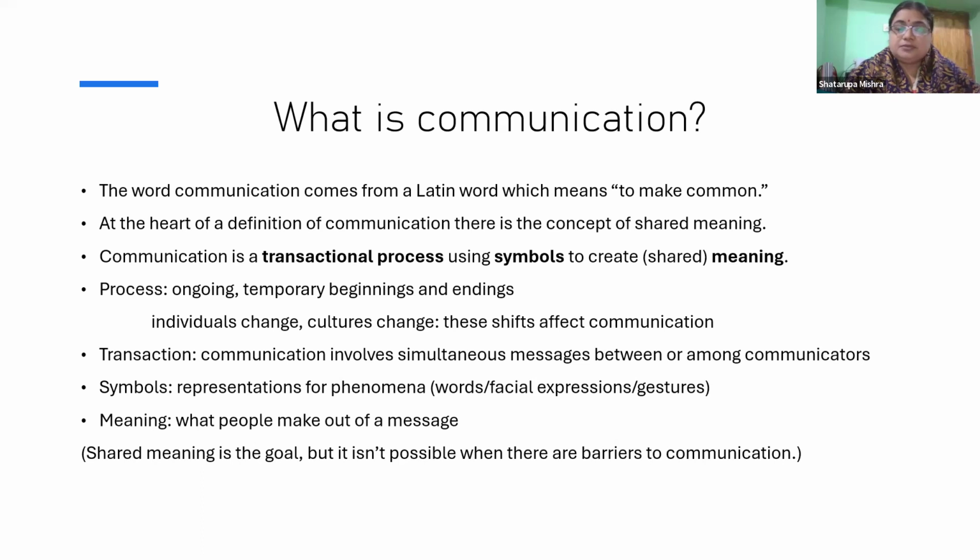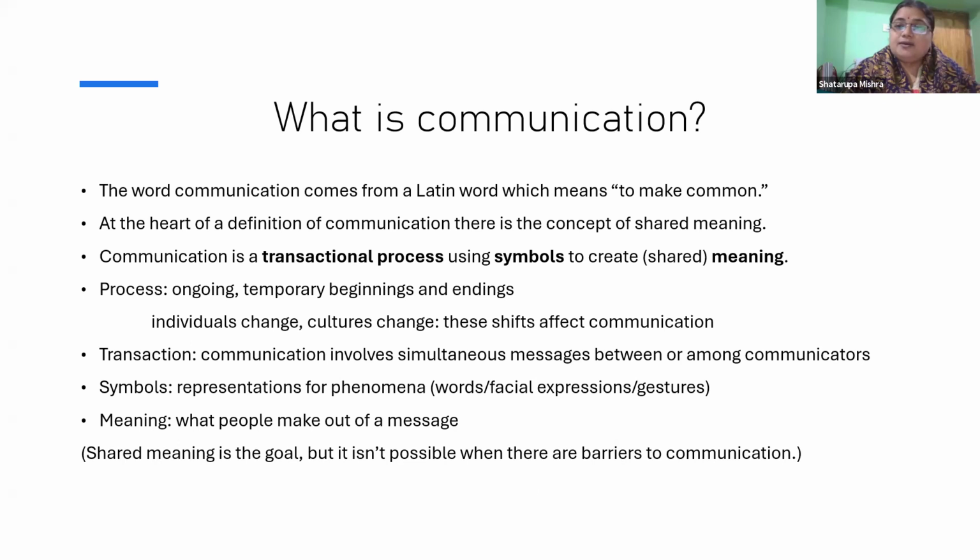Then we come to the word symbols. Symbols are like codes. So they are representations for phenomena, like a word which stands for an abstract idea or something concrete. So the word becomes a symbol for that idea or that thing. Then our facial expression, how we look at a person, how we present our face, that will tell another person whether we are happy with them, whether we are angry with them. So our expression becomes a symbol or a code. Then our gesture, we do this to someone and the person will know that we are calling them. So it is a gesture. So that becomes another code or symbol for our wish that the person comes to this particular place.